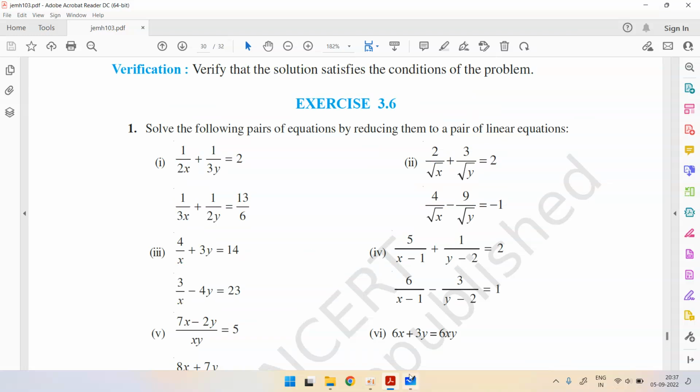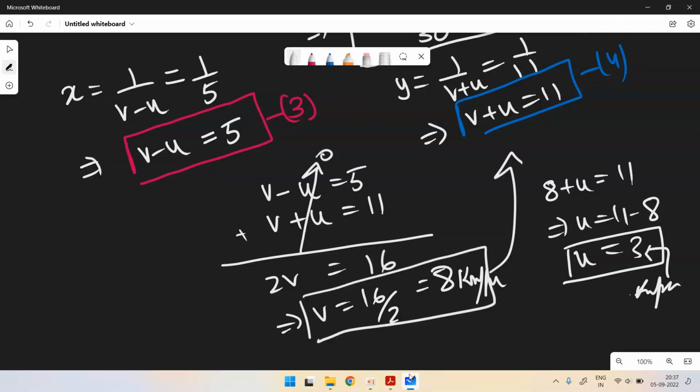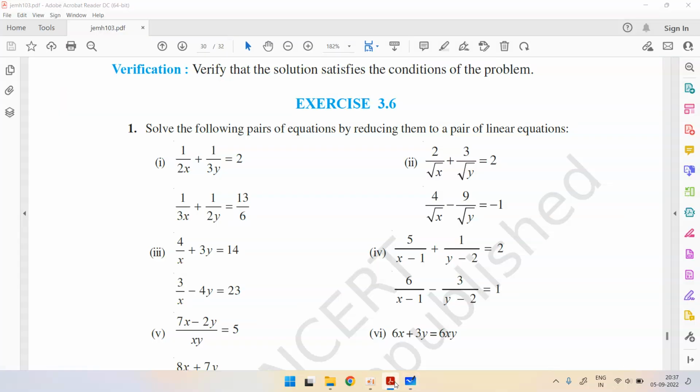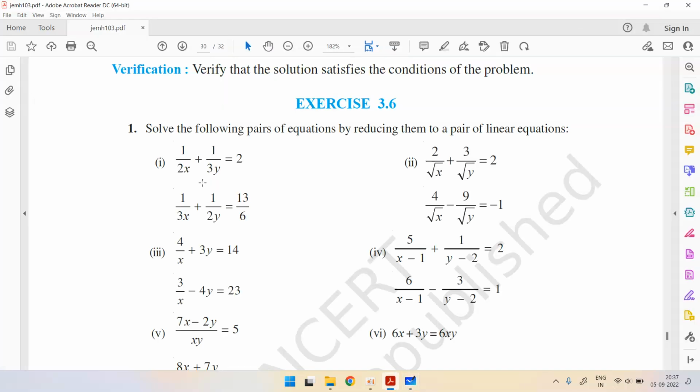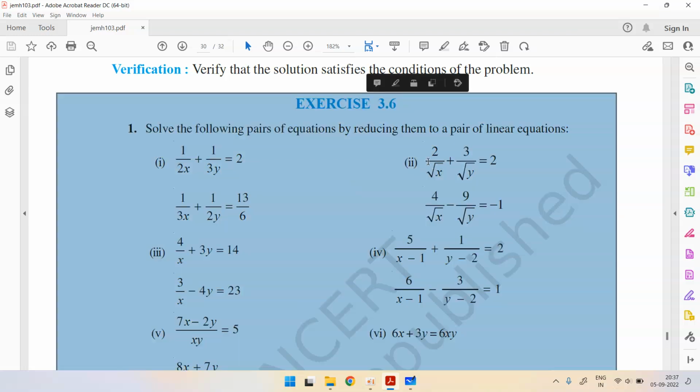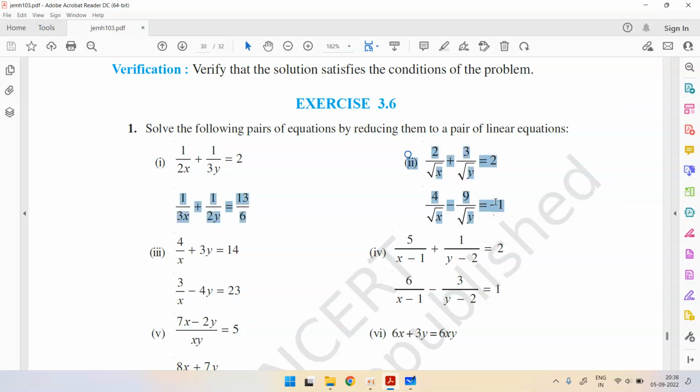Exercise question 3.6. See, this 1 by x, 1 by 2x, you have already done. You have to take 1 by x as u and 1 by y as v, and if you solve it, it will be easier. The second, this type of question you must not have seen in your examples, so I will be taking this question.